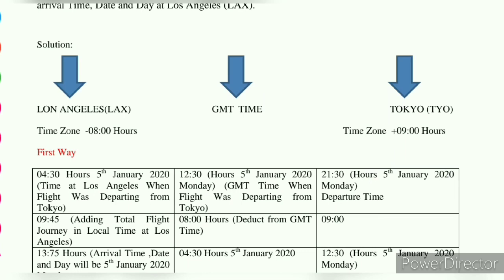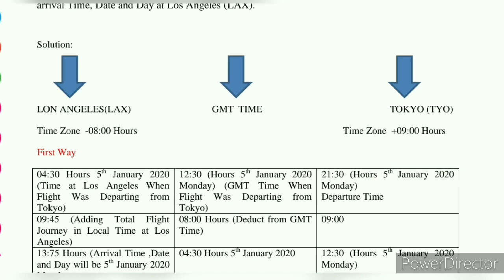When the flight is taking departure from Tokyo, the time is 21 hours 30 minutes, that is the departure time. And we know that Tokyo is ahead of GMT because it is on the eastern side of GMT. So basically the time at the GMT location, that is London, will be less than the time of Tokyo, because GMT is behind Tokyo.